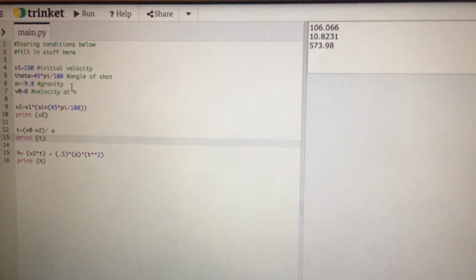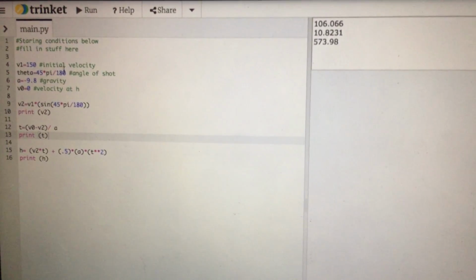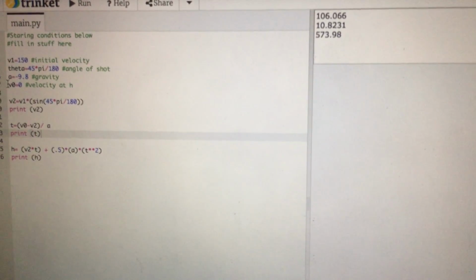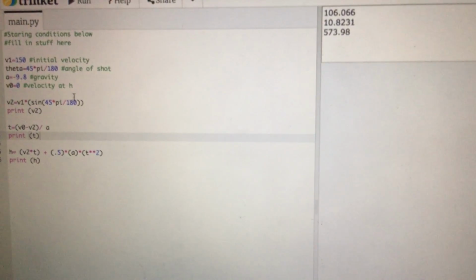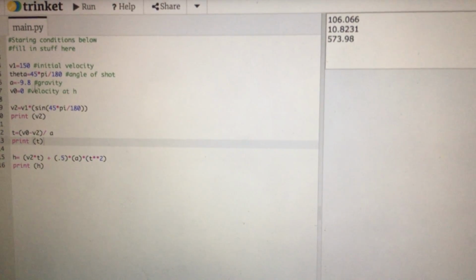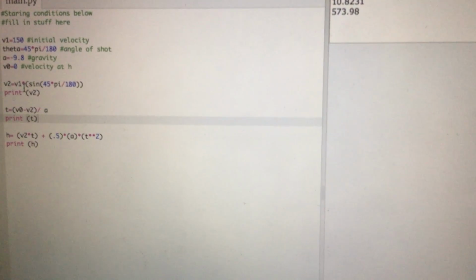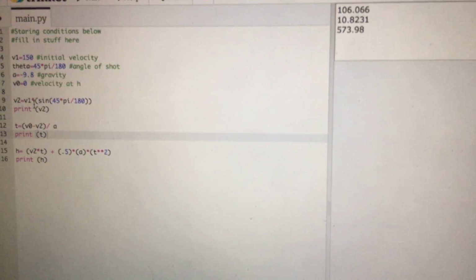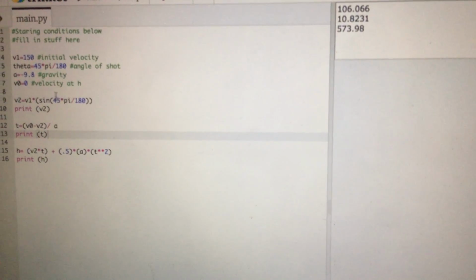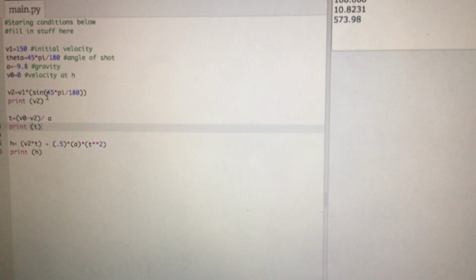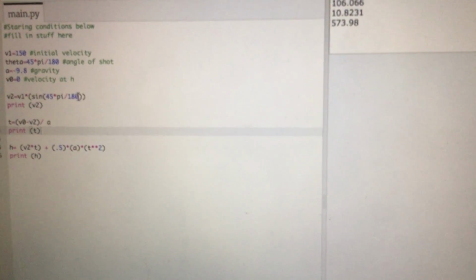You see here, initial velocity, theta, we have to write that a little bit differently. The gravity, right here, and then v0, which is the velocity at the maximum height. So here, we're getting the vertical velocity at the point of h right here. So we're multiplying v1 times sine of 45 degrees.